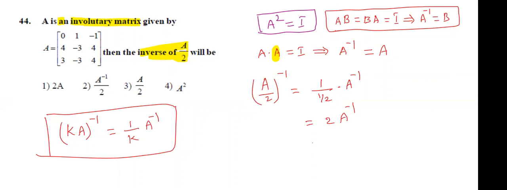Then what is A inverse? A inverse means, you know, that is A only. Substitute here. Finally, what is the answer? A by 2 whole inverse is equal to 2A. This is the answer. First option is correct.